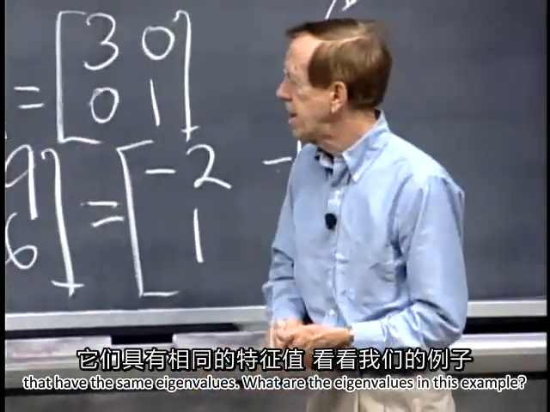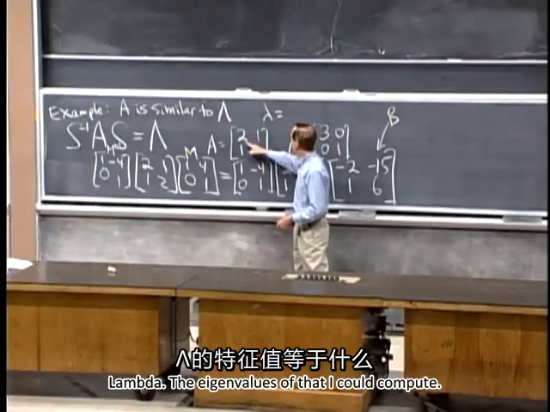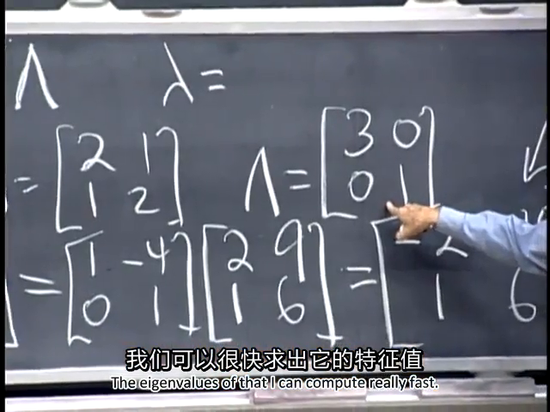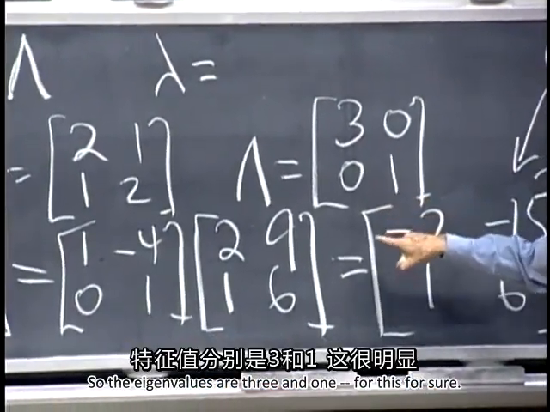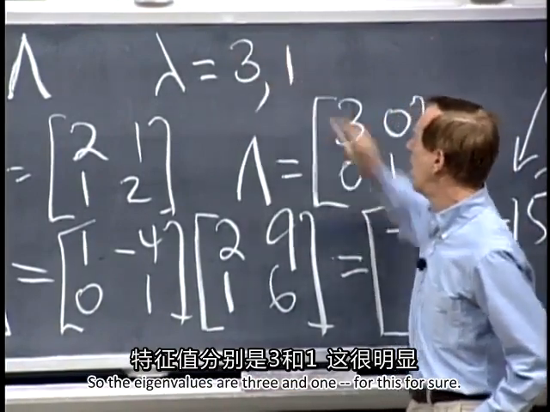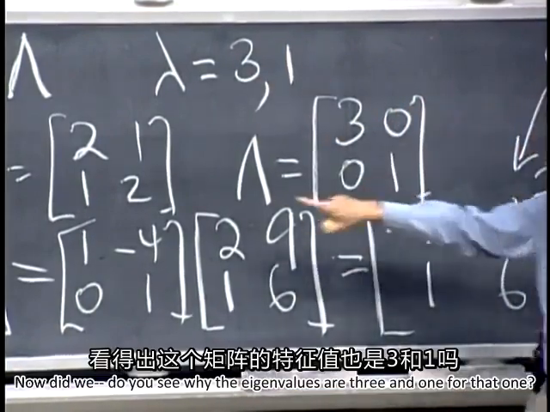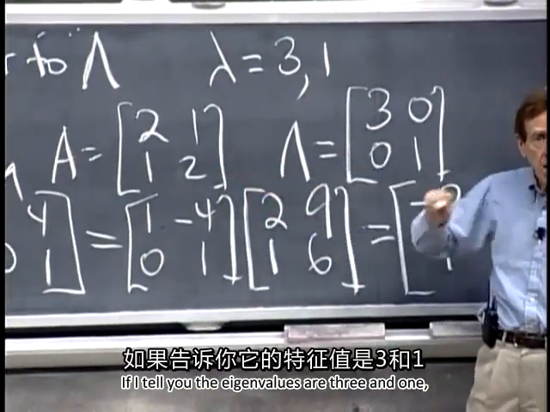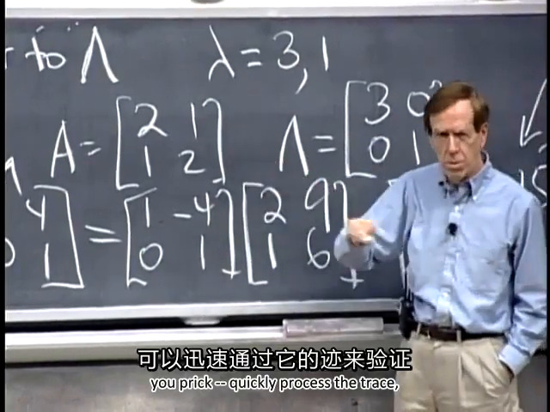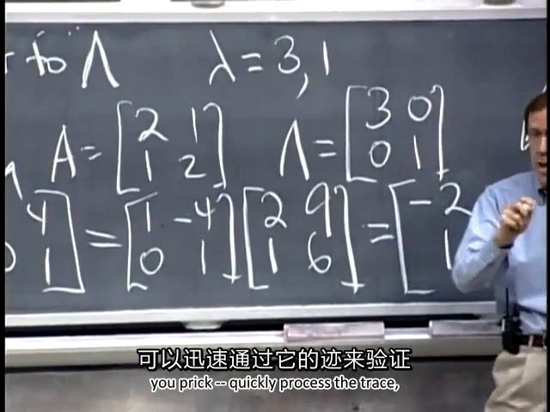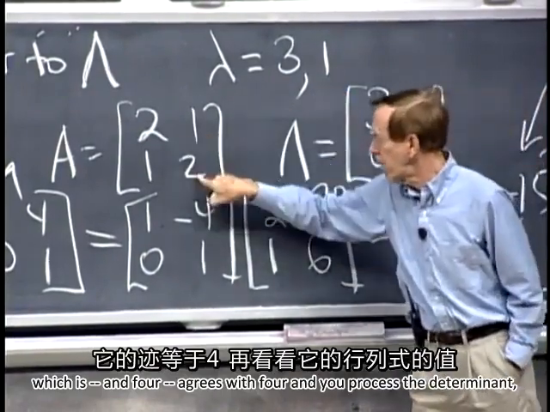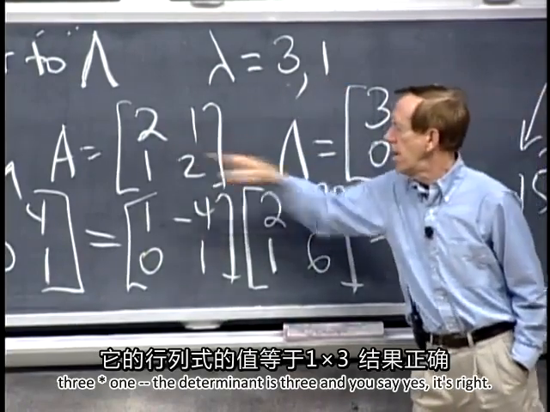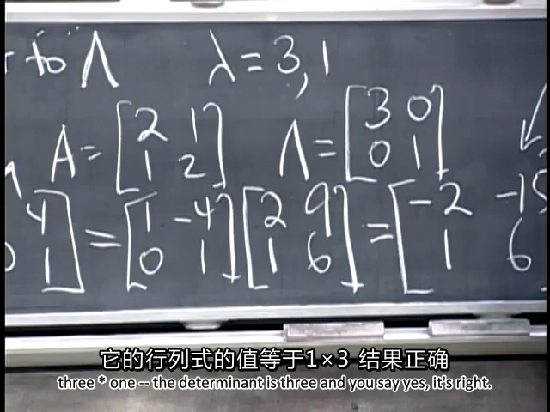What are the eigenvalues in this example? Lambda. The eigenvalues of that I can compute really fast. So the eigenvalues are 3 and 1. For this, for sure. Now, did you see why the eigenvalues are 3 and 1 for that one? If I tell you the eigenvalues are 3 and 1, you quickly process the trace, which is 4, agrees with 4, and you process the determinant, 3 times 1. The determinant is 3, and you say, yes, it's right.